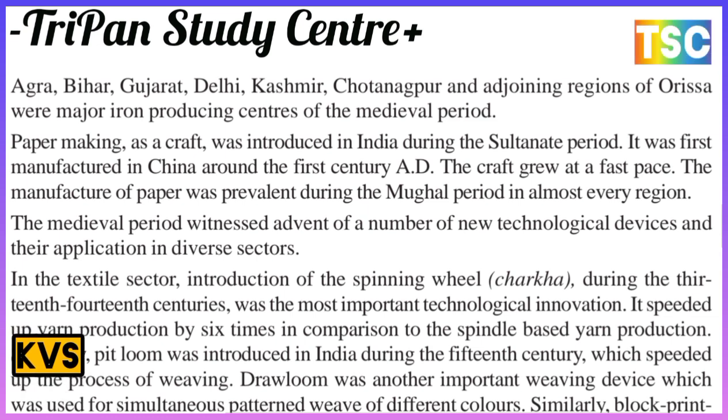The middle period witnessed the advent of a number of new technical devices and their application in the sector. In the textile sector, the introduction of the spinning wheel, the charkha, during the 13th to 14th century was the most important technological invention. It speeded up yarn production by about six times in comparison to spindle-based yarn production.